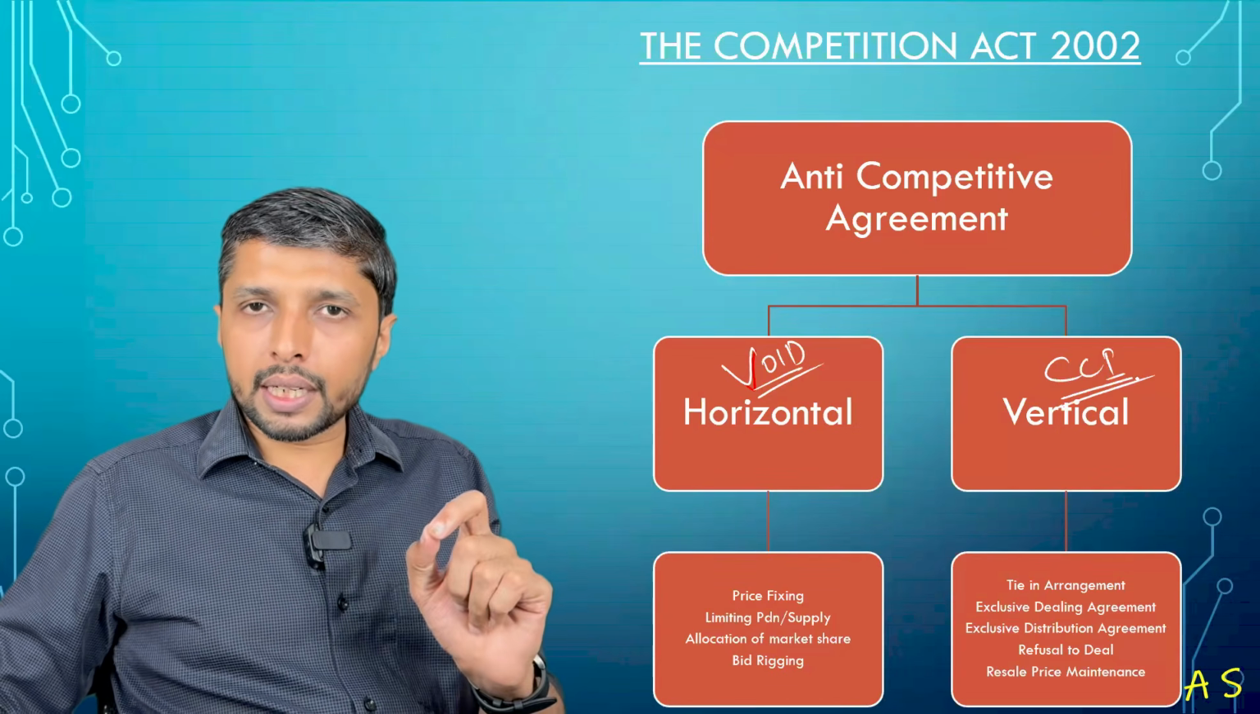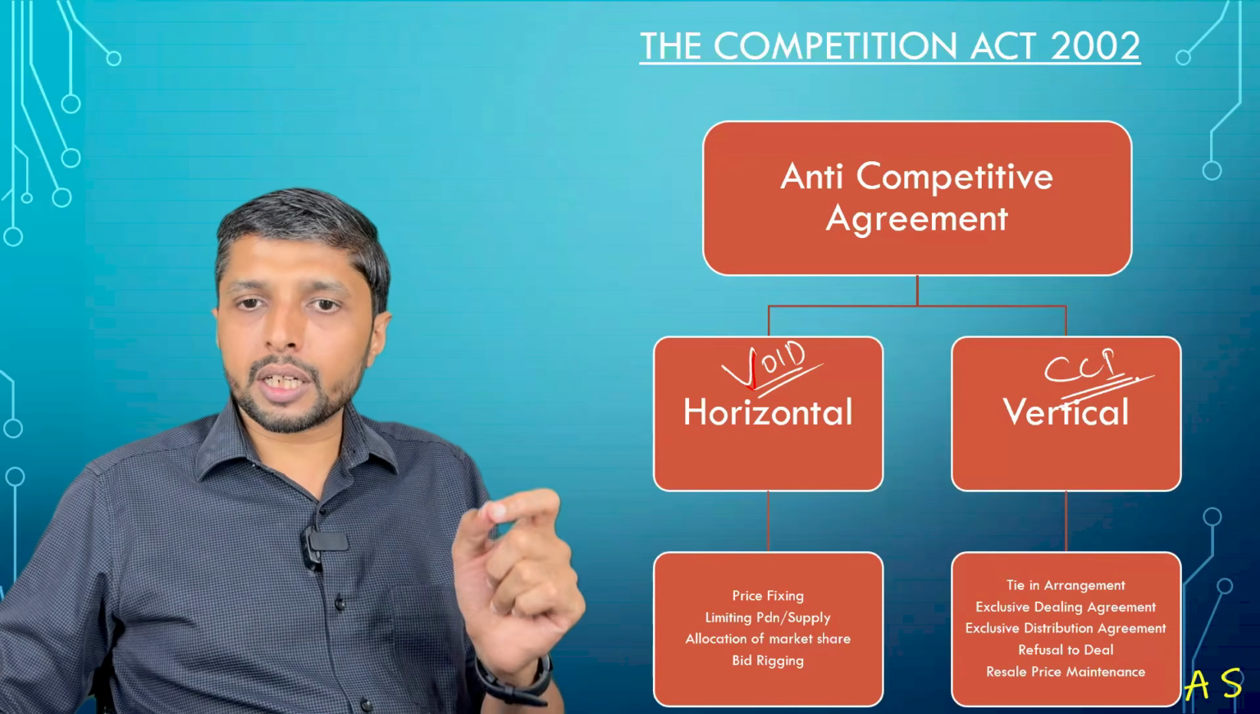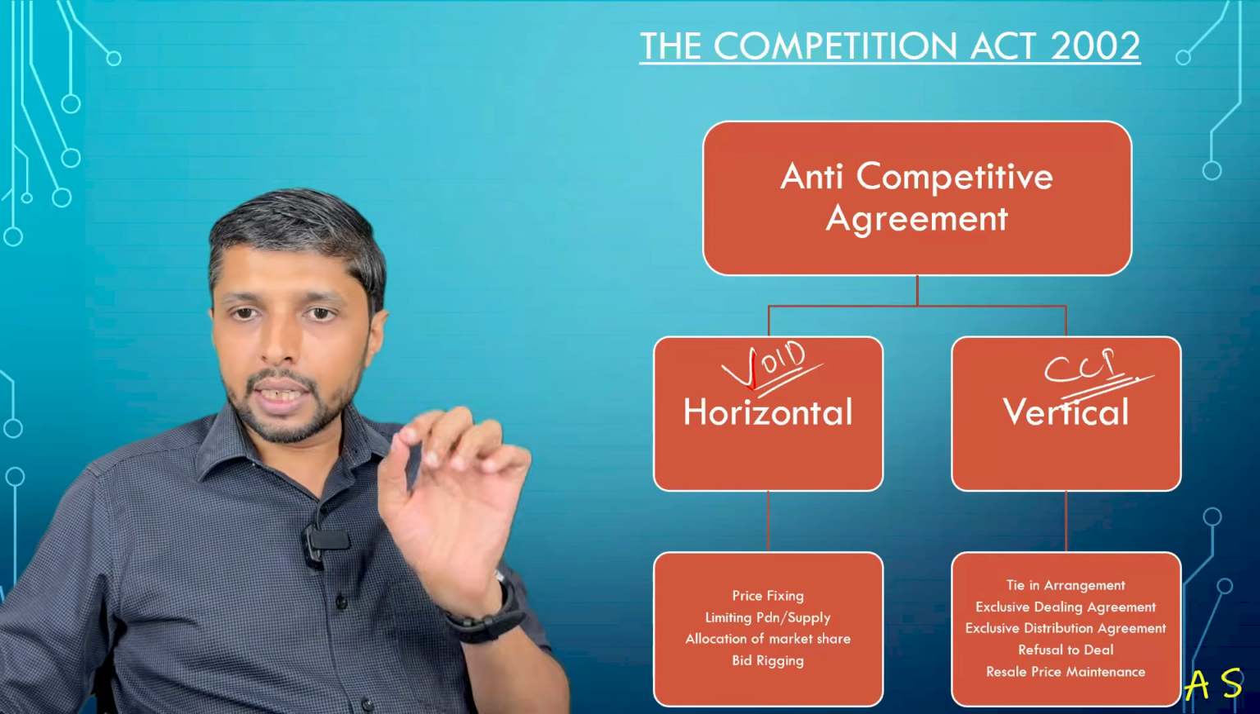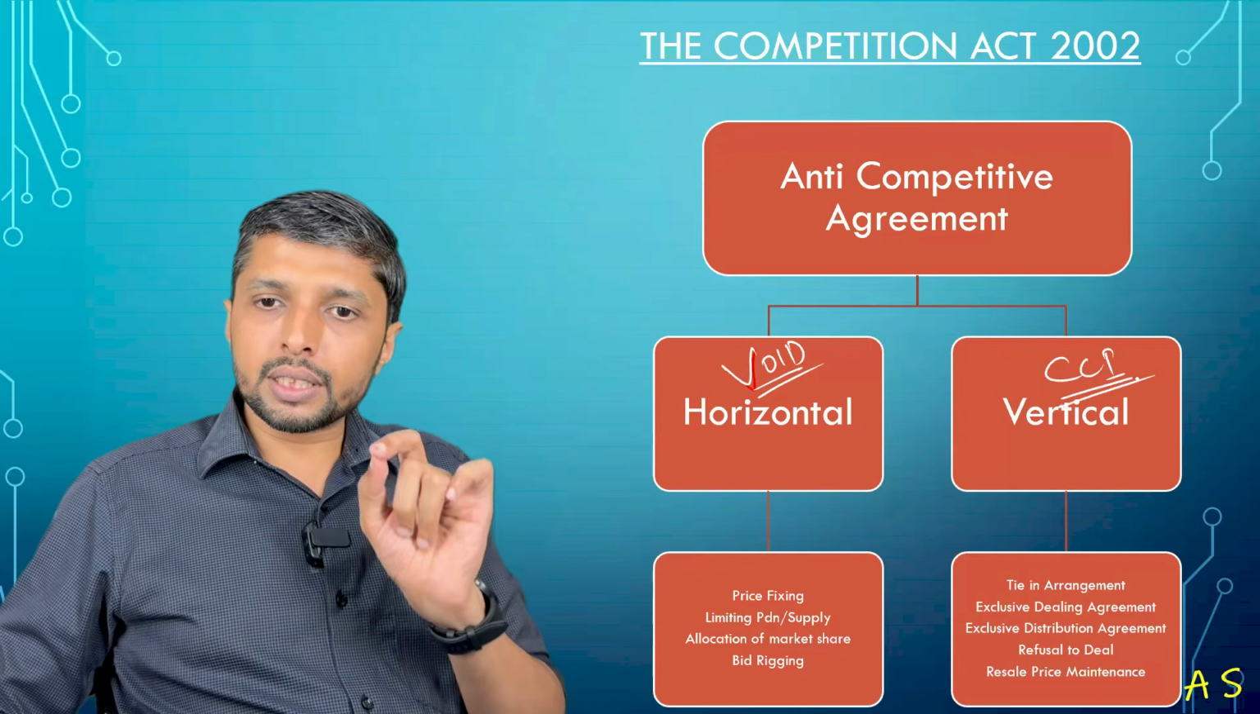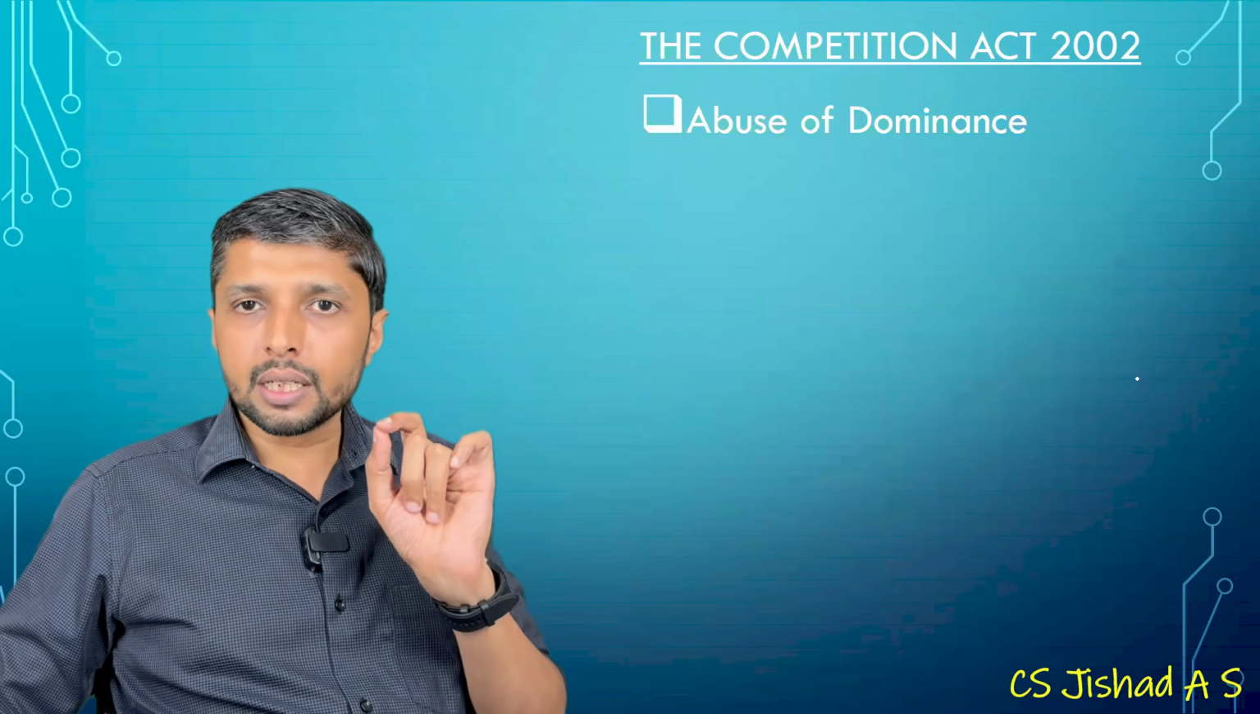Examples of vertical anti-competitive agreements are tie-in arrangement, exclusive supply agreement, exclusive dealing agreement, exclusive distribution, refusal to deal, resale price maintenance.